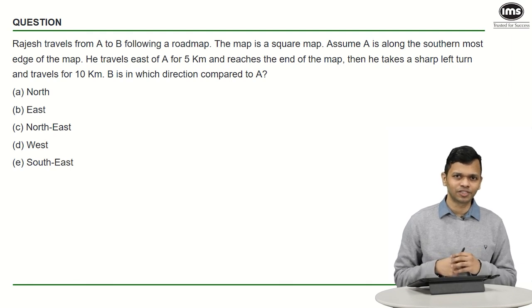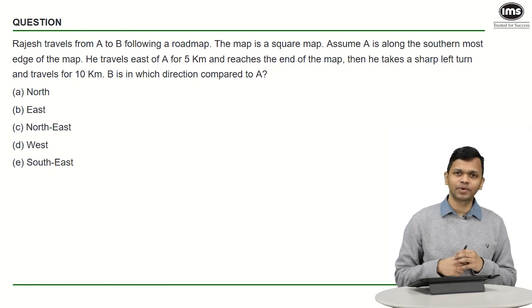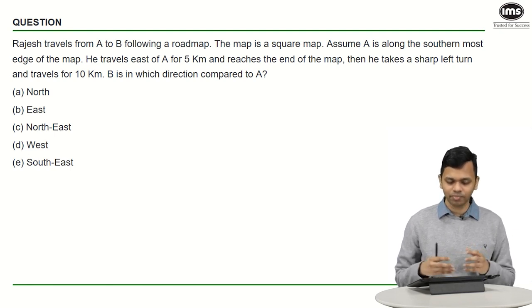I hope you were able to solve these two questions under 2 minutes. So let's look at the solutions now. The first question was pretty straightforward. Rajesh travels from A to B following a road map and the map is a square map.